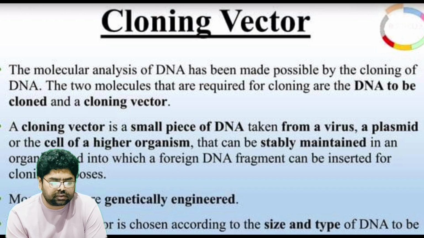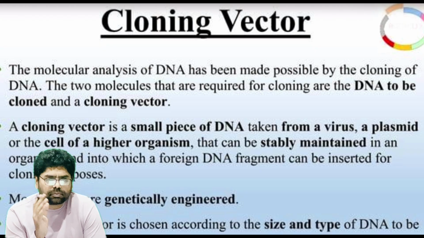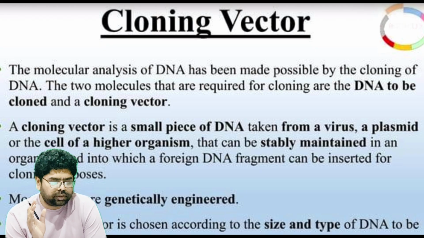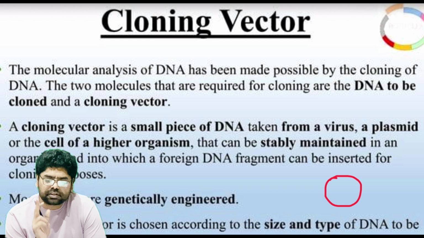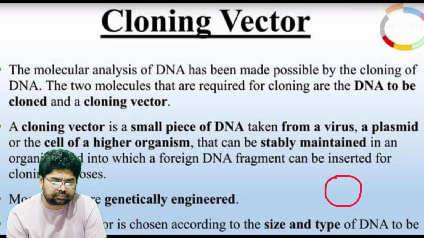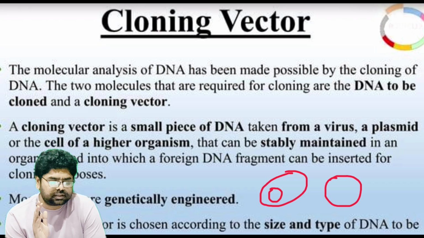Now first of all, we'll see what a cloning vector is. The molecular analysis of DNA is possible by the cloning of the DNA. So basically, when you have to do any molecular analysis of the DNA, you have to clone it inside a vector. This is the first step. So two molecules are required for cloning: the DNA to be cloned, and the cloning vector.